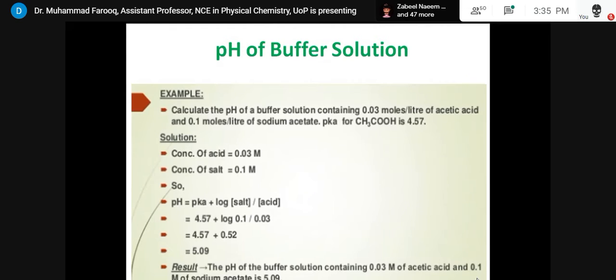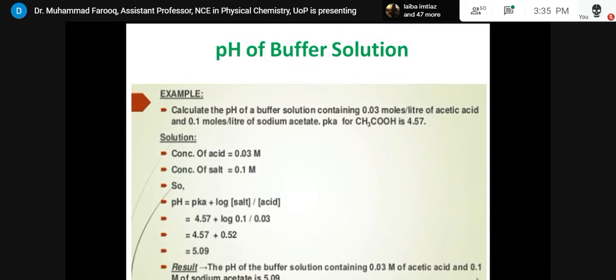Okay. Now this is the example, one of the typical examples. Calculate the pH of a buffer solution containing 0.08 moles per liter of acetic acid. Now you can see, 0.08 moles per liter of acetic acid and 0.1 moles per liter of sodium acetate.